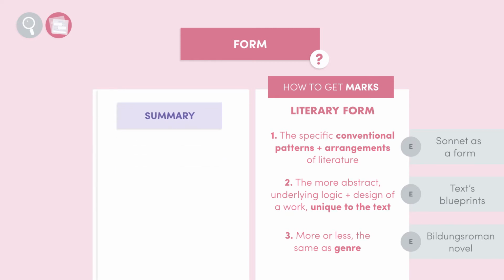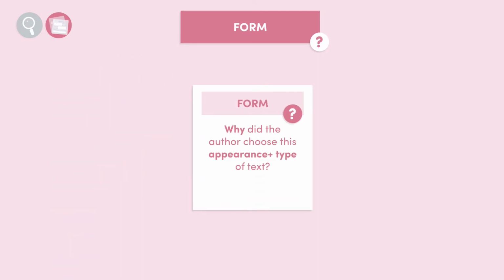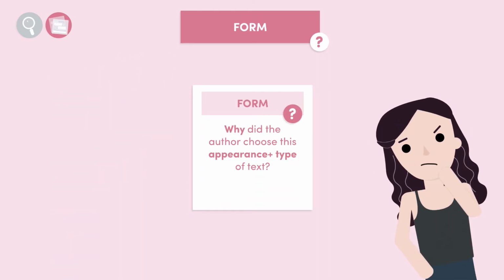To sum up these three ideas in one definition, I think the best we can do is slightly vaguely say that form is your text type. In some way, form always determines the shape, appearance, and type of text, a bit like scaffolding holding up a building. Ultimately, form is how a text is written, not what is said. So when we're analysing form, we need to be asking, why did the author choose this appearance and type of text?